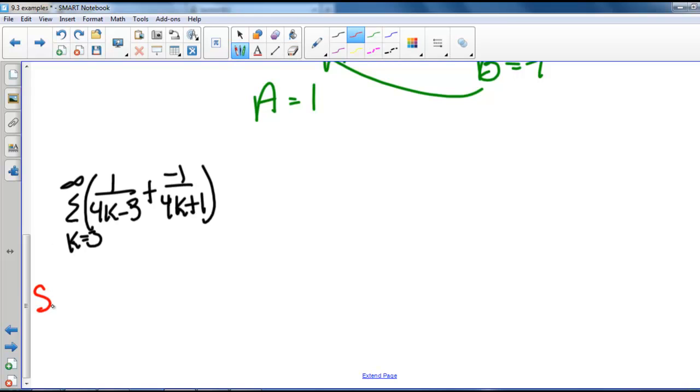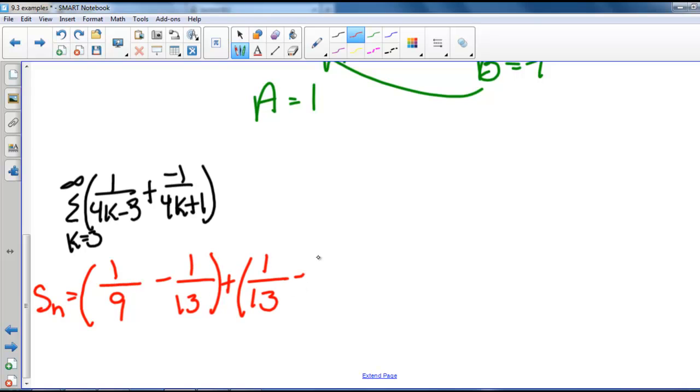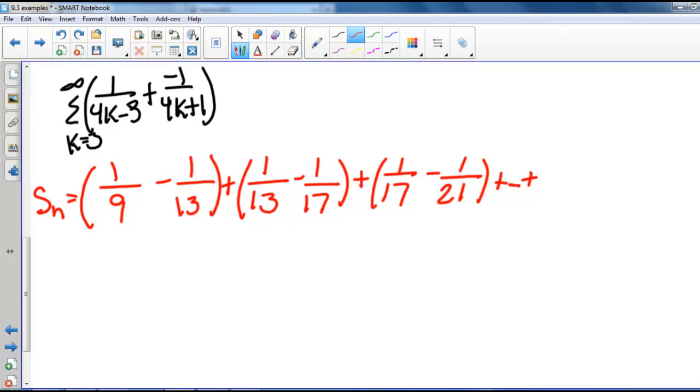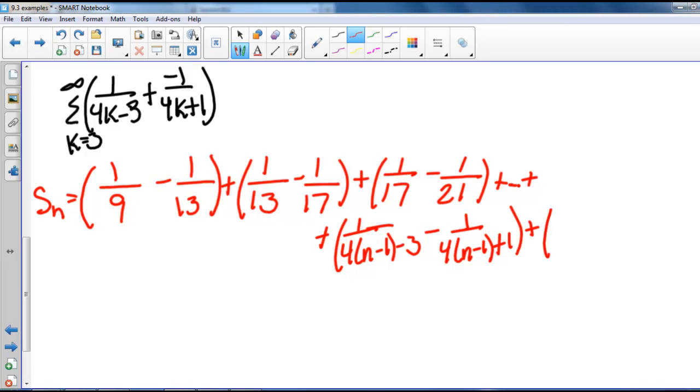If we look at the nth partial sum, we get 1 over 9 minus 1 over 13 plus 1 over 13 minus 1 over 17 plus 1 over 17 minus 1 over 21, and so on, plus 1 over 4 times (n minus 1) minus 3 minus 1 over 4 times (n minus 1) plus 1 plus 1 over 4n minus 3 minus 1 over 4n plus 1.